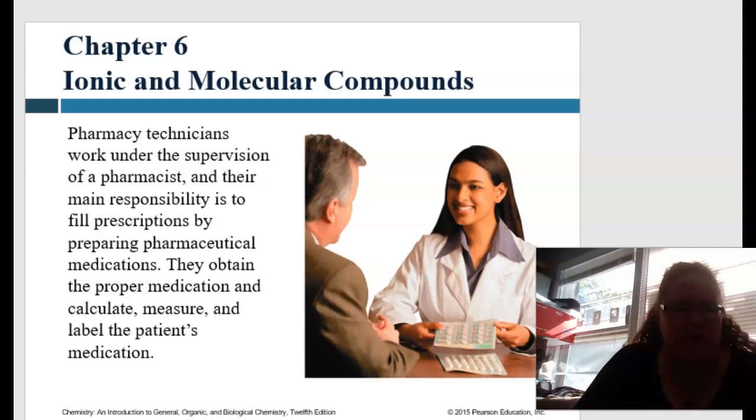Okay, welcome to Module 3. Today we're going to be talking about Chapter 6, which is going to be focusing on ionic and molecular compounds.